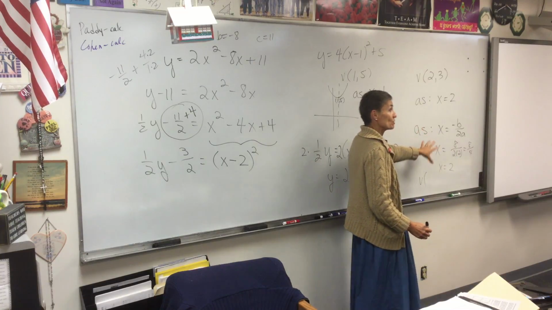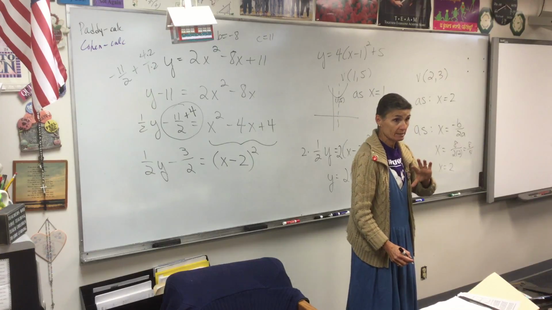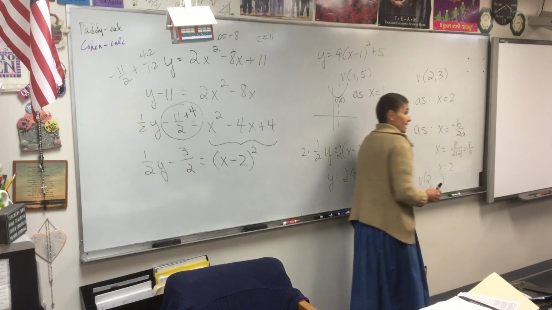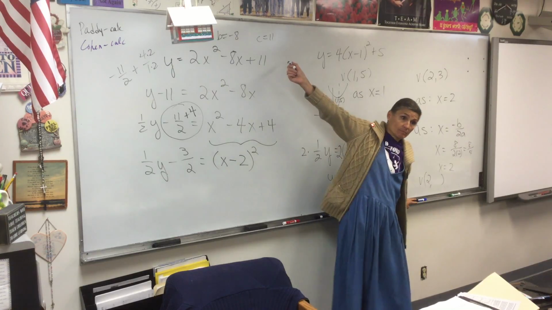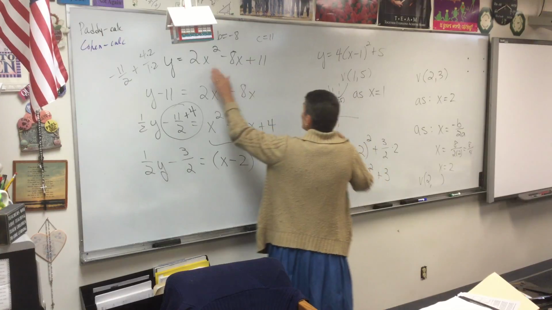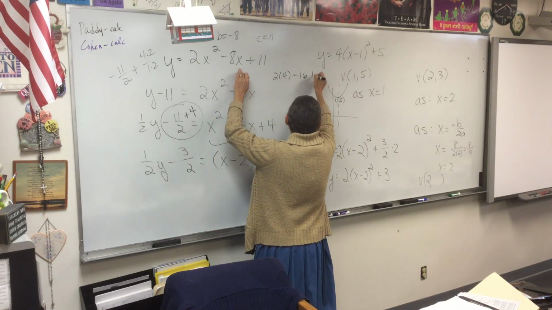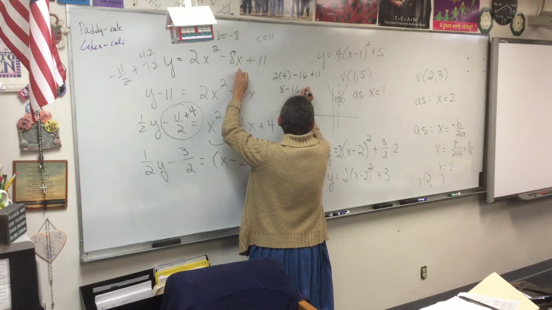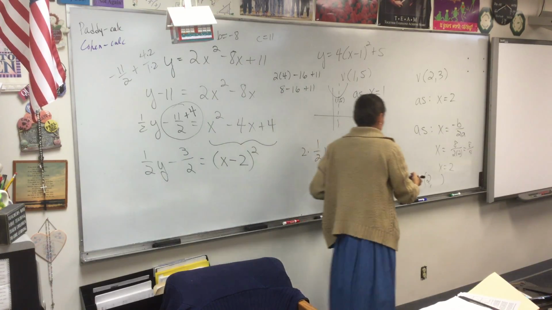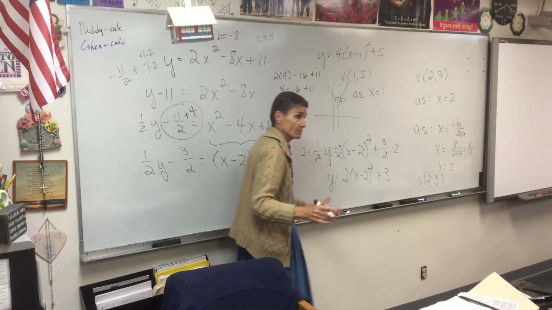Now, how do I find my vertex from that? This formula gives you your axis of symmetry. So how do you get your vertex? 2 is your X. And then we'll plug it in. So I put in 2. I have 2 times 4 minus 16 plus 11. So it's 8 minus 16 plus 11, which is 3. Same thing I got when I did it the other way, of course.